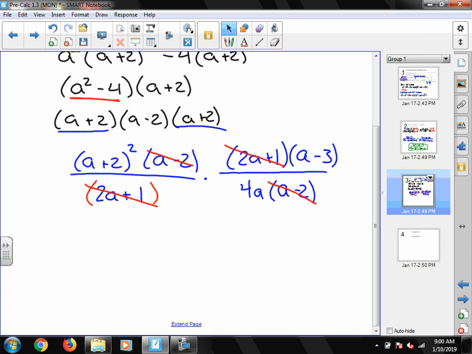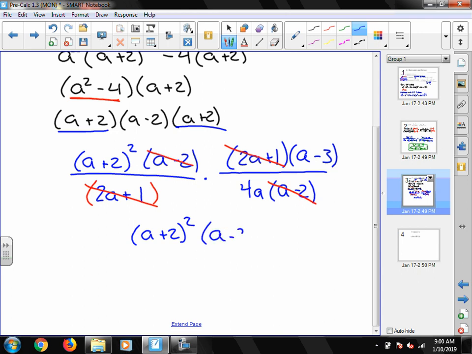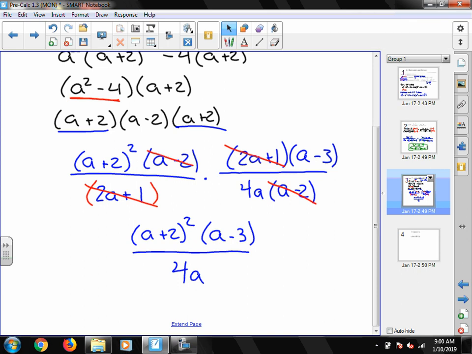You just multiply across the top, multiply across the bottom, so you're going to have a plus 2 squared times a minus 3 all over 4a. That's going to be your final answer. You do not need to multiply that out if you do not want to. If you want to, that's fine, but this is all I'm really going to look for on that one.